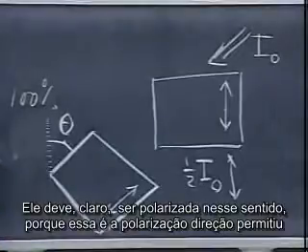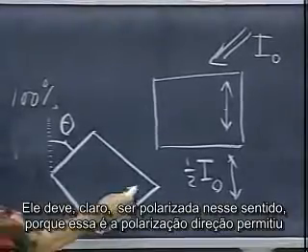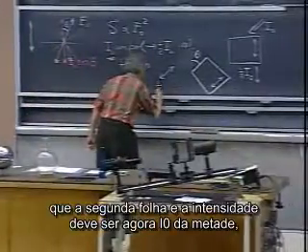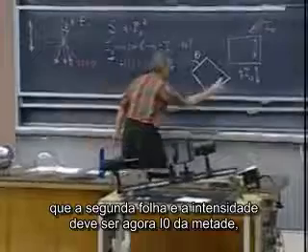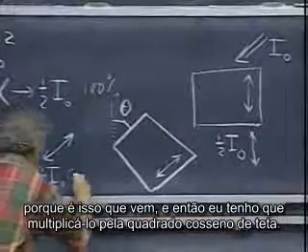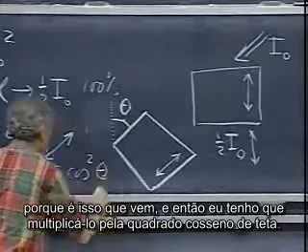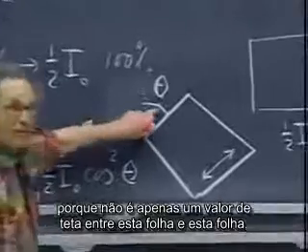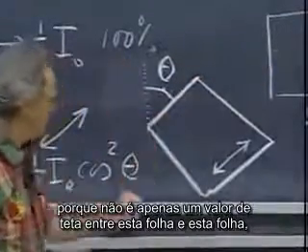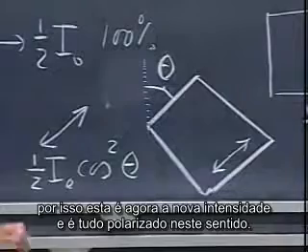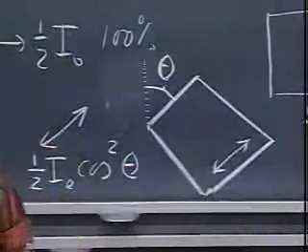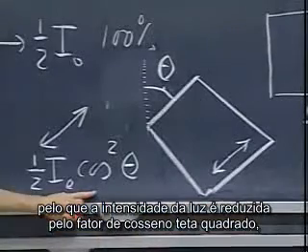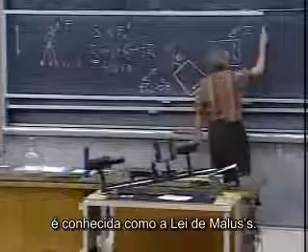It must, of course, be polarized in this direction, because that is the allowed direction of polarization for that second sheet. And the intensity must now be 1/2 I0, because that's what comes in, and then I have to multiply it by the cosine square of theta. I don't have to average it now over all angles, because there is only one value of theta between this sheet and this sheet. So this is now the new intensity, and it's all polarized in this direction. And this law, whereby the light intensity is reduced by the factor cosine square theta, is known as Malus' law.